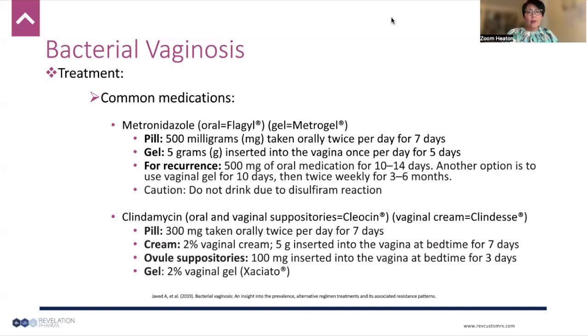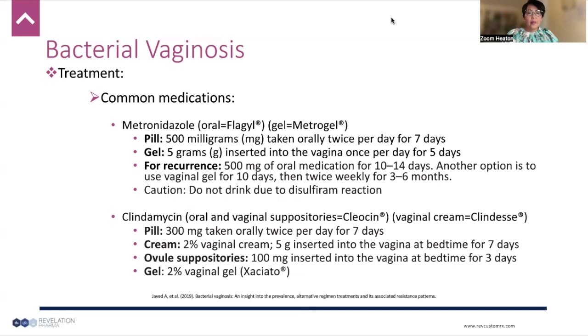Clindamycin, which is a macrolide antibiotic, is available orally, in a cream, suppositories, and also in a gel form. The pill, 300 milligrams, taken orally twice a day for 7 days. 2% vaginal cream is available, 5 grams inserted into the vagina at bedtime for 7 days. The suppositories at 100 milligrams inserted at bedtime for 3 days.